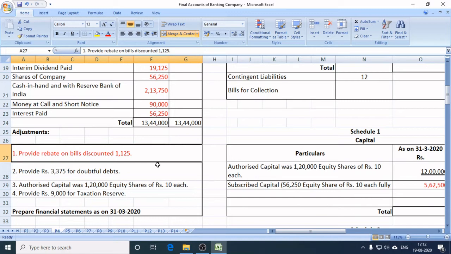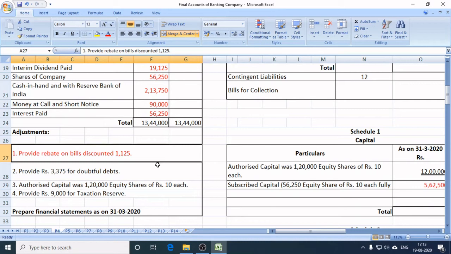So that's why it cannot be treated as an income of the current year. If such a discount is included in the income of a bank in the current year, then it should be deducted from the interest and discount account. That's why the reverse entry should be passed.